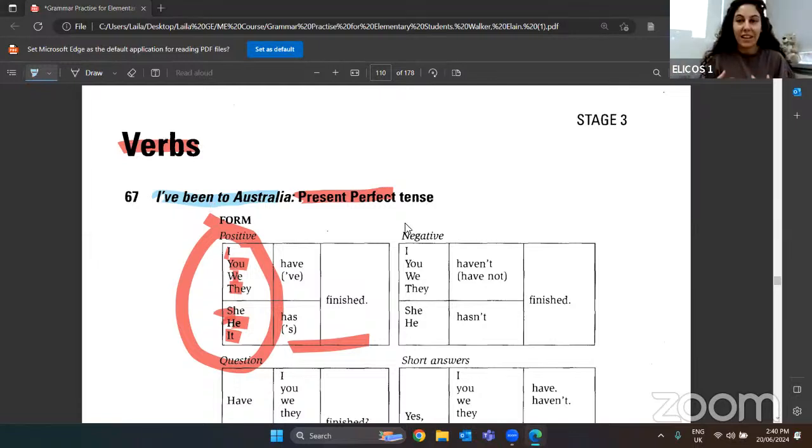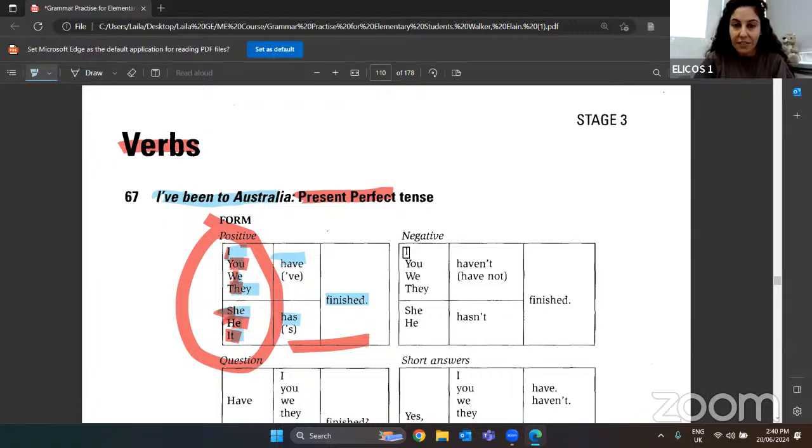So the subject is I, then we have to use the verb have. So we can see have is used for I, you, we, they. But if it is she, he, it, then we say has. And then we have the verb, but we have to put an ed. You remember your regular verbs where you put an ed to the action? So I have been to Australia. So this happened in the past and I'm still here now.